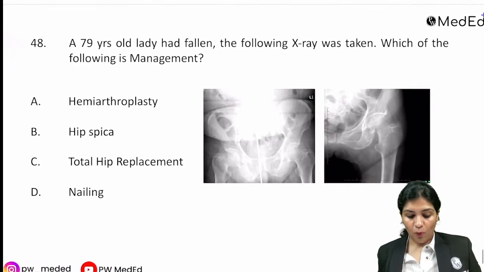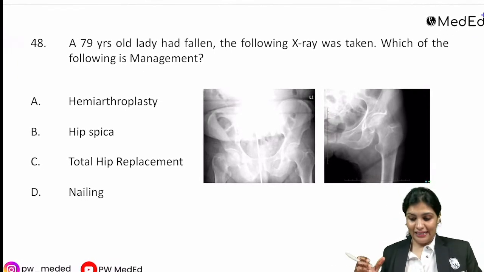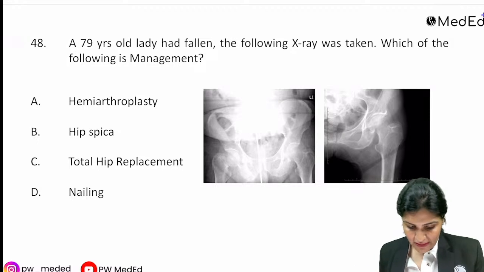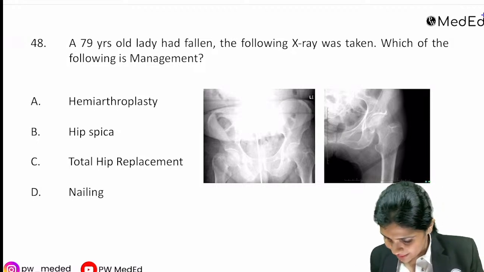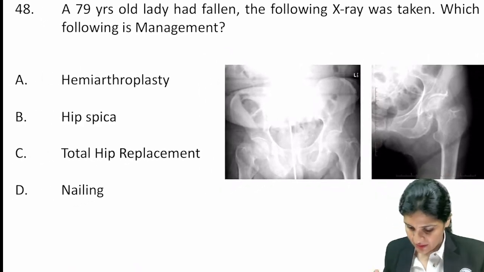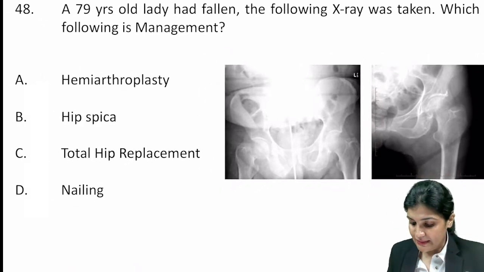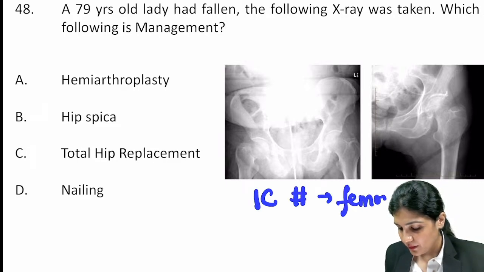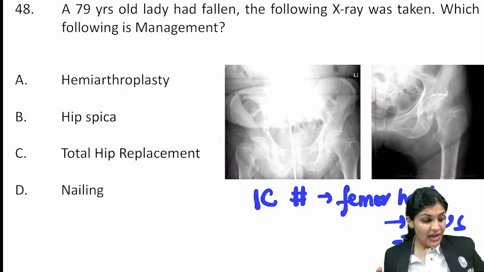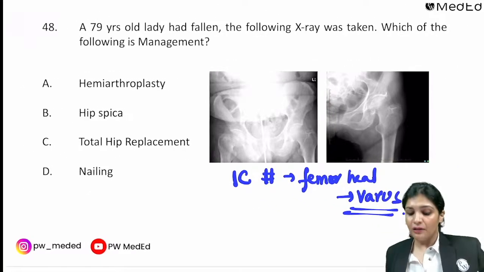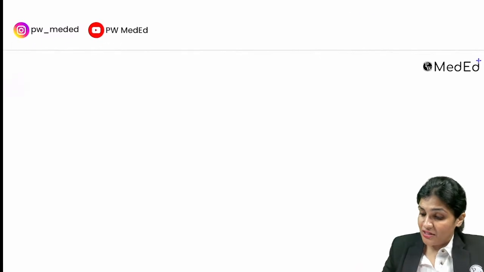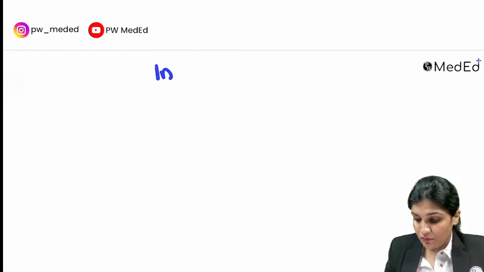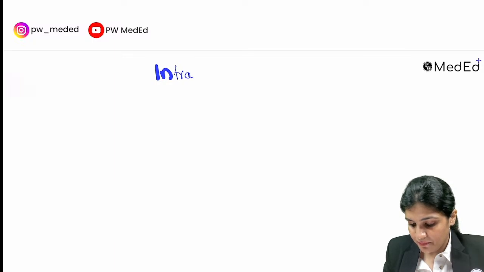Next, a 79-year-old lady had fallen. The following X-ray was taken, and which of the following is the management? The X-ray is not very clearly seen, but this has been repeated, and this is the intracapsular fracture where the femoral head is somewhat in varus. There you can confirm this as the femoral head, that is the intracapsular fracture. So let us discuss a little bit of the treatment of the intracapsular fracture.